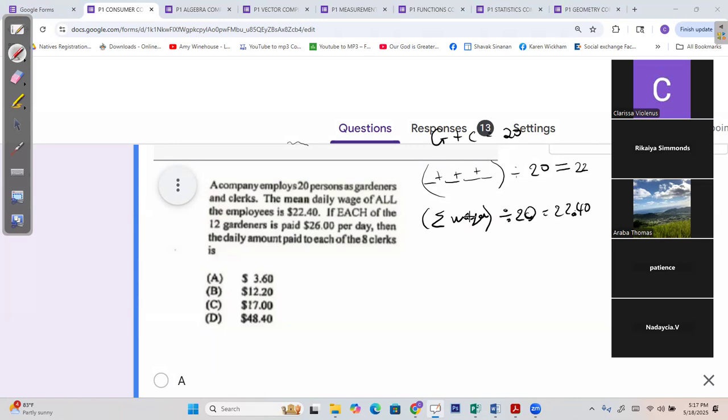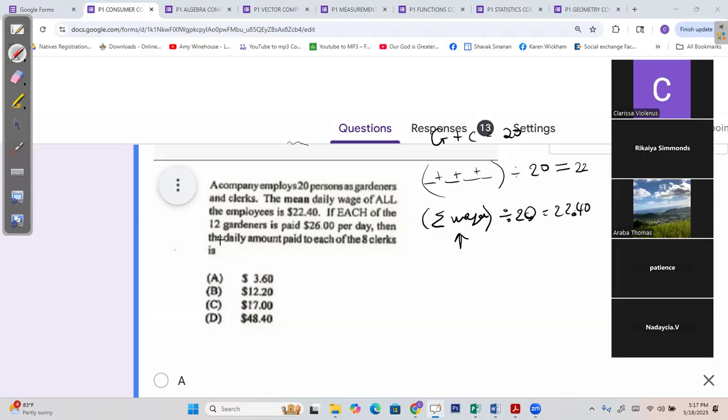Everybody understand this part here? When they add up all the wages and they divide by how many people, the average is 22.40. That's something you have to write down, because then if we want to find something in here, one of the things we have to do is go backwards. And you know, when you go backwards, it's like transposing, doing the opposite.